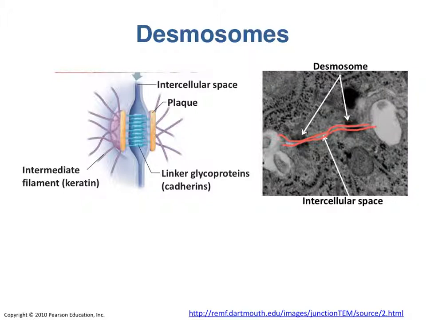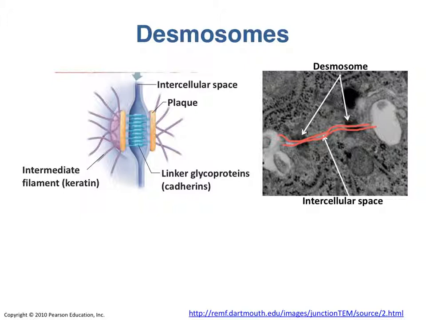They're most abundant in tissues that are under a lot of mechanical stress, like the skin. Imagine bumping into a doorway. Imagine putting your hand on your arm and rubbing it in circles. Your skin stays intact, and that's because your skin cells are held together tightly, in part through desmosomes.